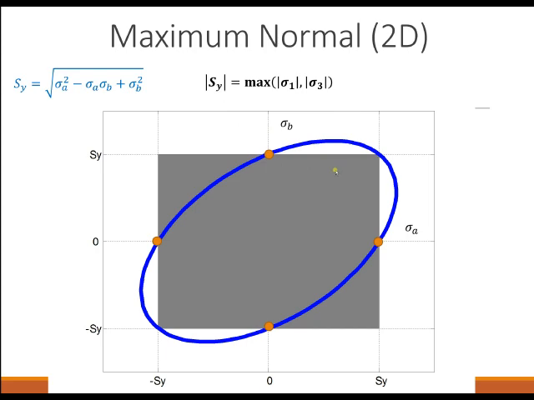Now, notice the difference in the two theories. On the one hand, the maximum normal theory is conservative relative to the distortion energy in this regime here, but the distortion energy is more conservative in this regime. And this is why it's so important to actually do tests, because what we'll find is that ductile materials fail a long time before the maximum normal theory says they ought to fail in this region.